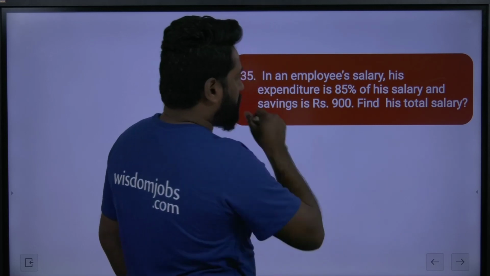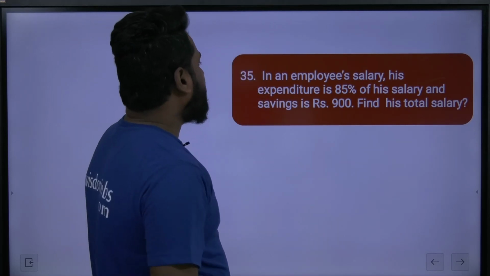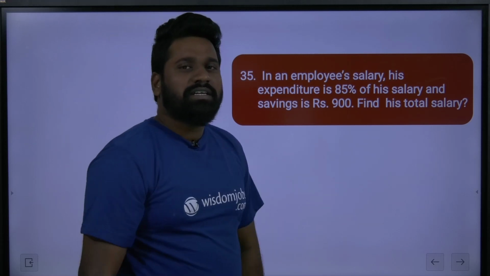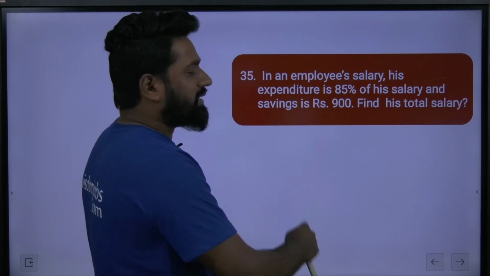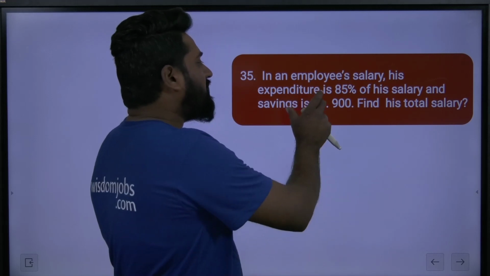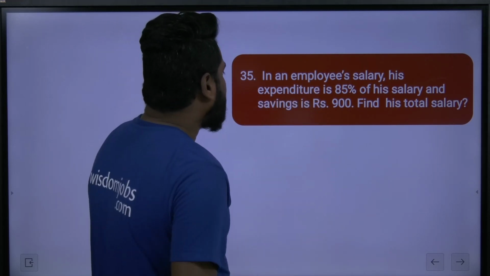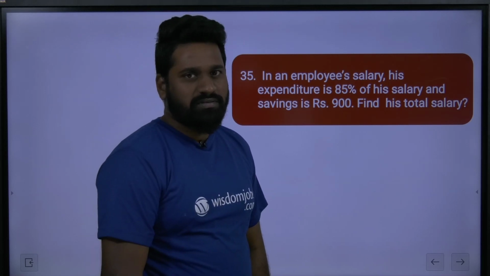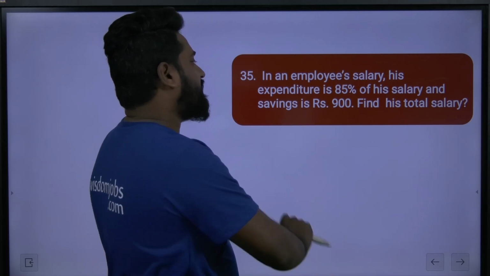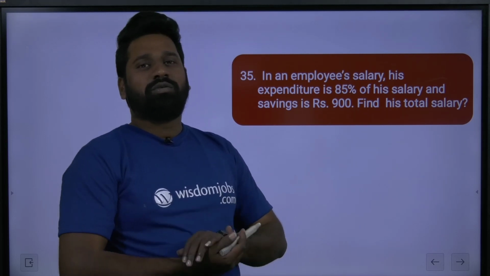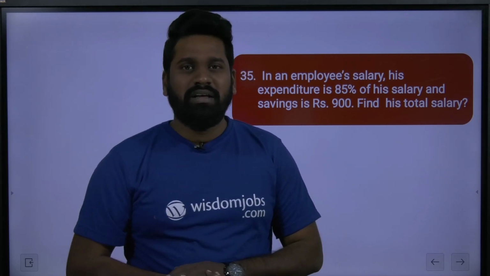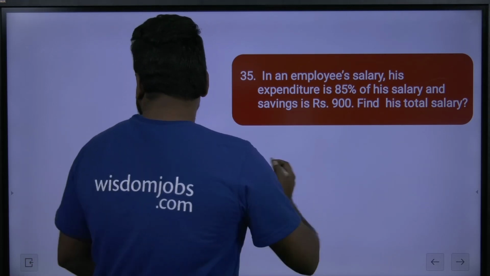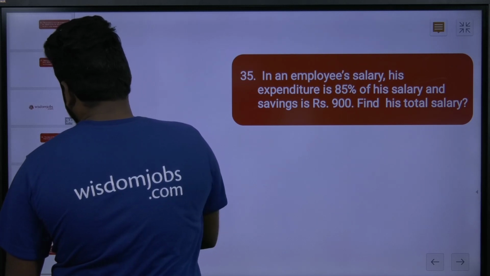So coming to the next. An employee's expenditure is 85% of his salary, and his savings is 900 rupees. Is it clear? So the savings is given, and now it is asking to find the total salary. Just like the previous example, where the girls' and boys' strength was given, here also the same question is mentioned. This is also the same concept, right?